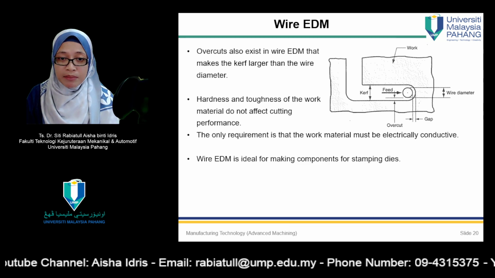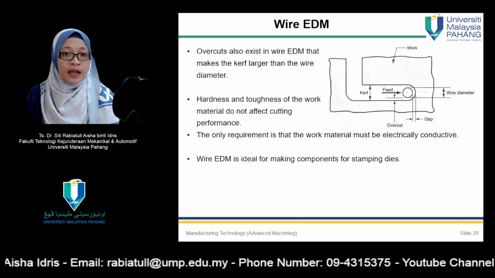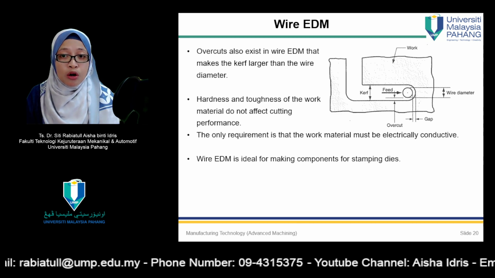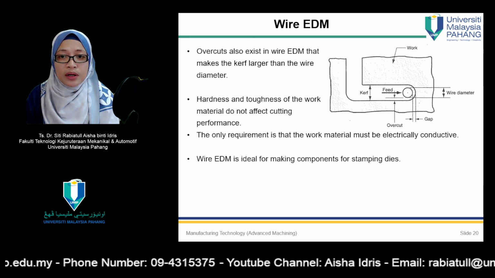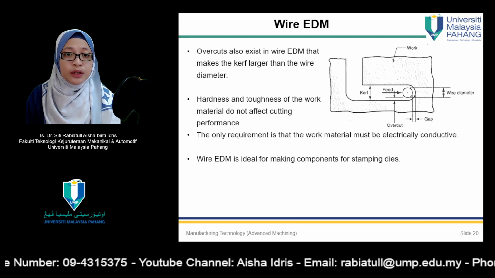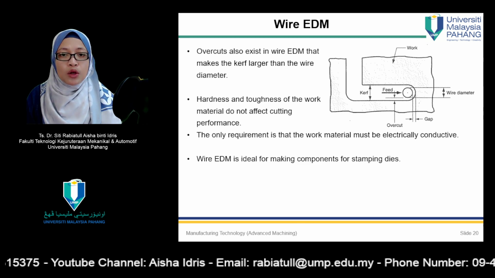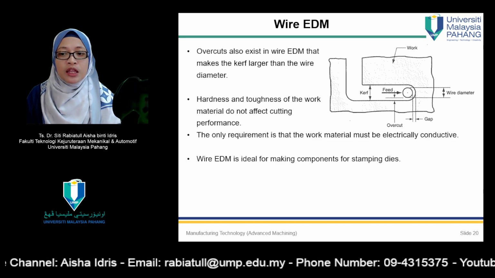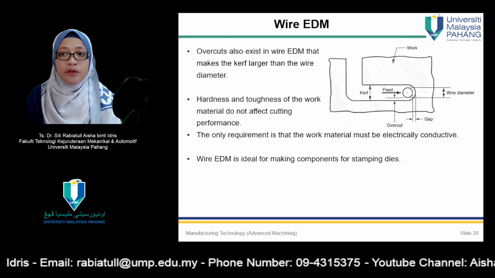Although wire EDM seems similar to bandsaw operations, its precision far exceeds that of a bandsaw. The curve is much narrower. Corners can be made much sharper. The cutting forces against the work are nil. In addition, hardness and toughness of the work material do not affect cutting performance. The only requirement is that the work material must be electrically conductive. The special features of wire EDM make it ideal for making components for stamping dies.